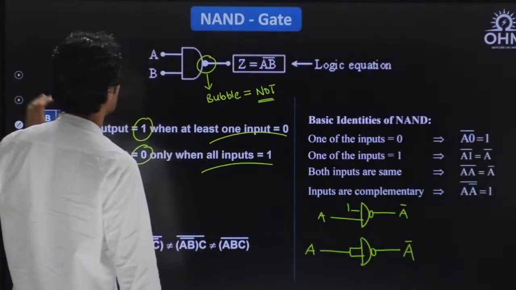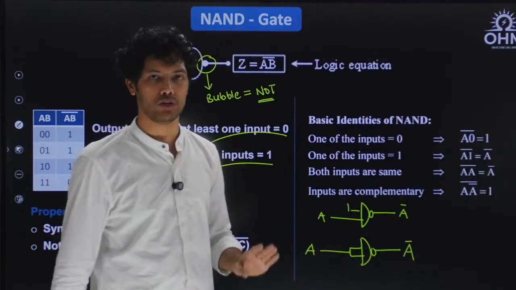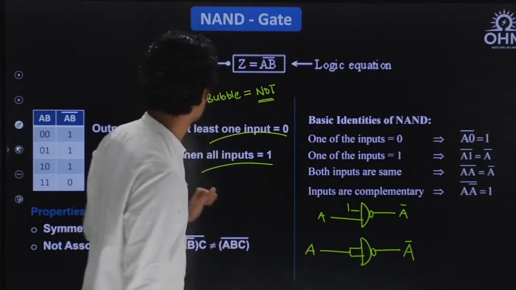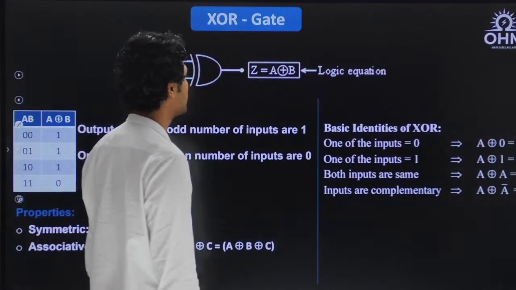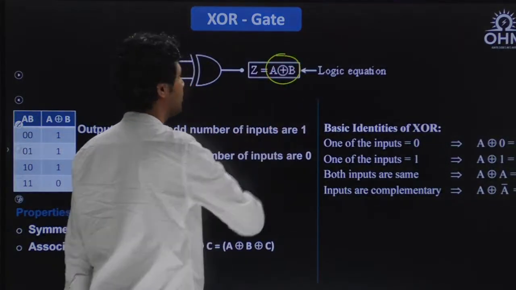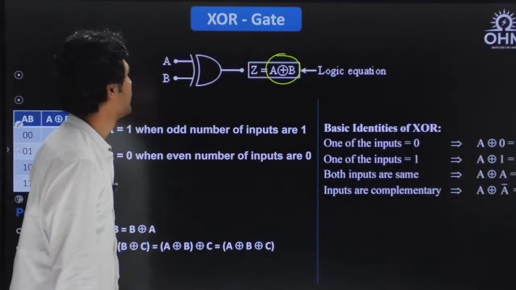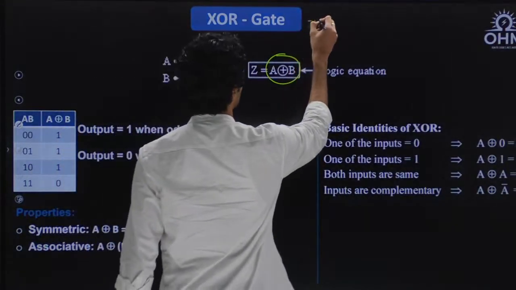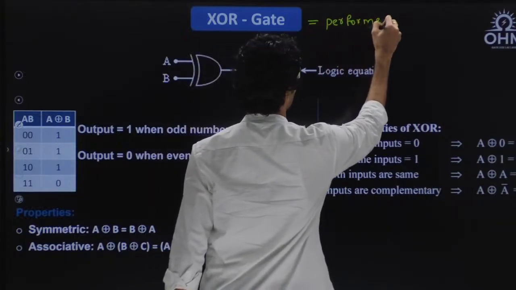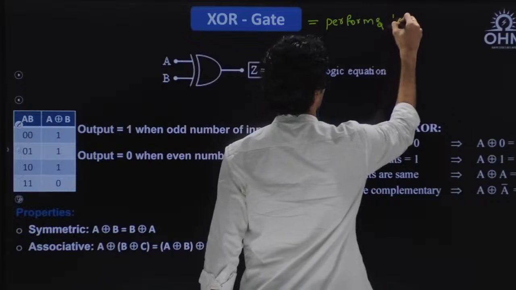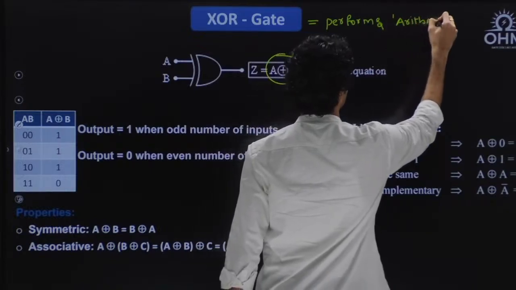So this is regarding the 4 basic logic gates which are AND or NAND. Then we have the XOR gate. The XOR gate logical expression is given like this: A plus symbol inside a circle B, and the XOR gate performs arithmetic addition.